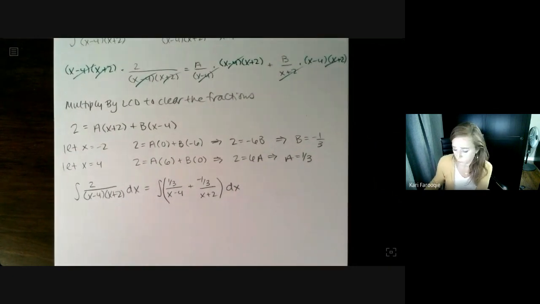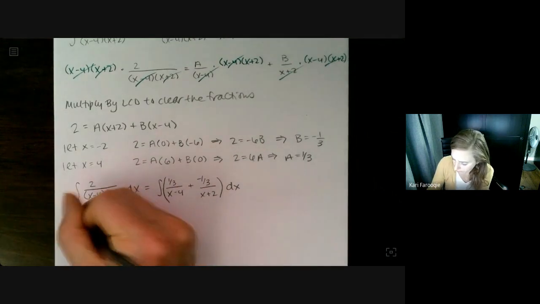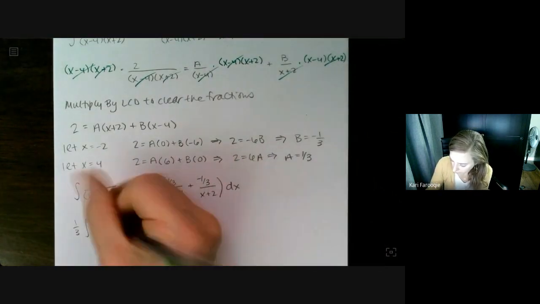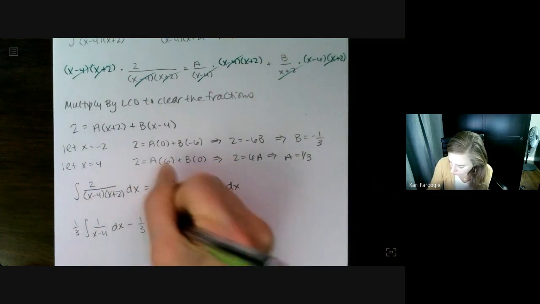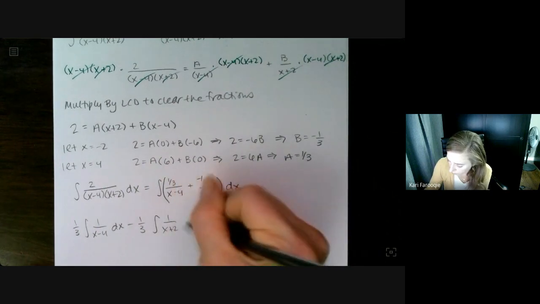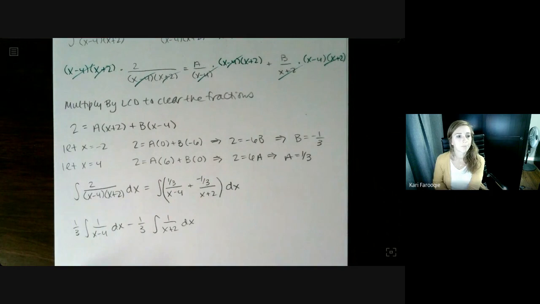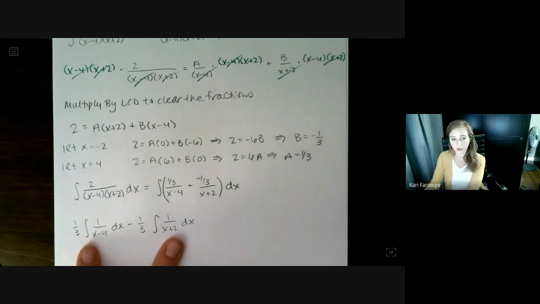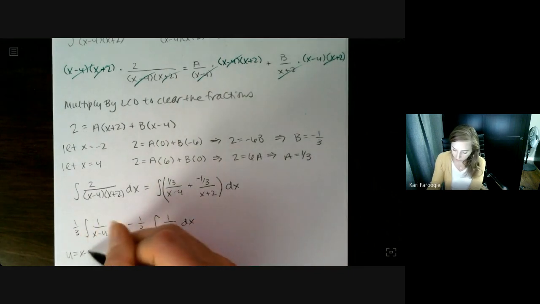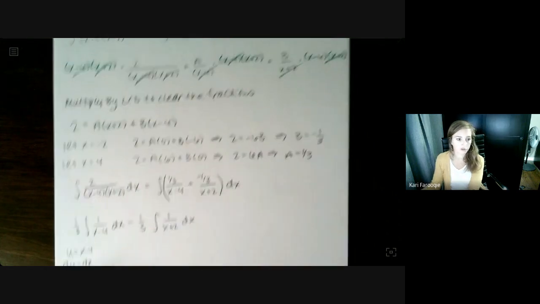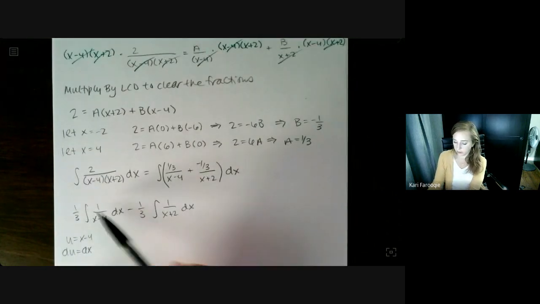So let's just rewrite these one more time. I'm going to pull the 1/3 out front. So I'll have 1/3 times the integral of 1 over x minus 4 dx minus 1/3 times the integral of 1 over x plus 2 dx. Now these integrals themselves are very straightforward, natural log forms. You don't even have to do a u substitution here, but you could say, let u be x minus 4, du is dx. So you're just looking at du over u. That's your natural log.